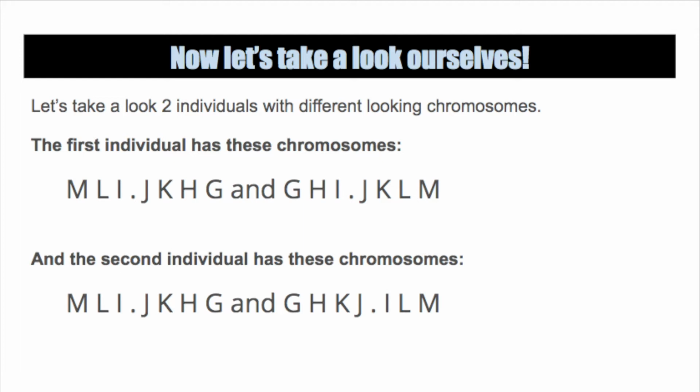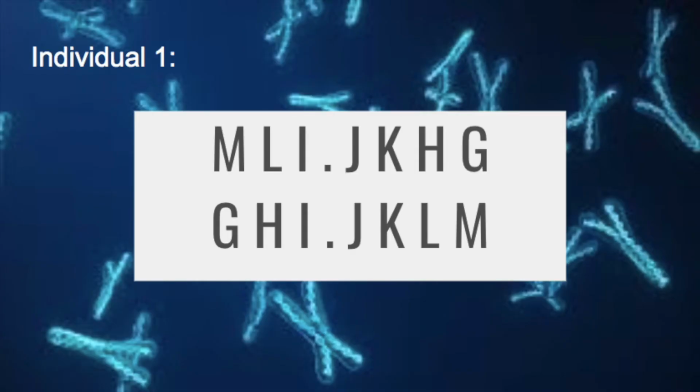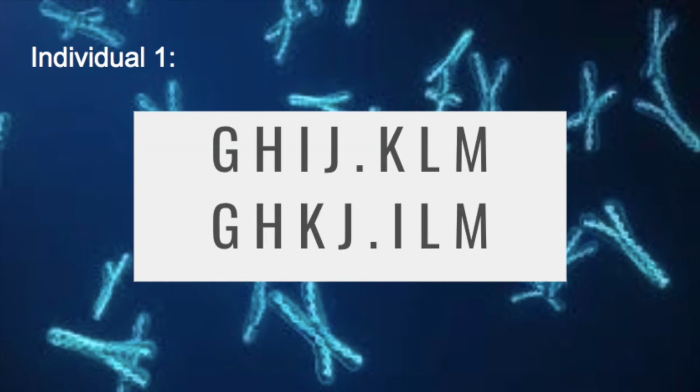We have two chromosomes from two individuals. The first individual has MLI centromere JKHG and GHI centromere JKLM. The second has MLI centromere JKHG and GHKJ centromere ILM. While looking at individual one's chromosomes, we want the chromosomes to match up as best we can, so we can flip the second or the first one around so it lines up just a little bit better.